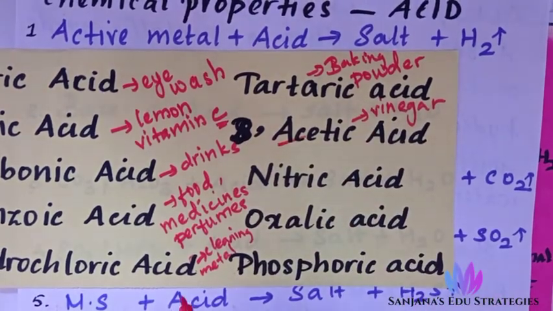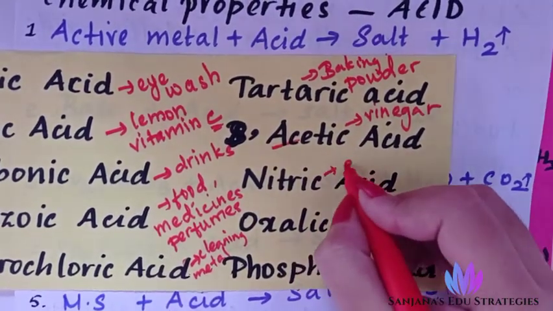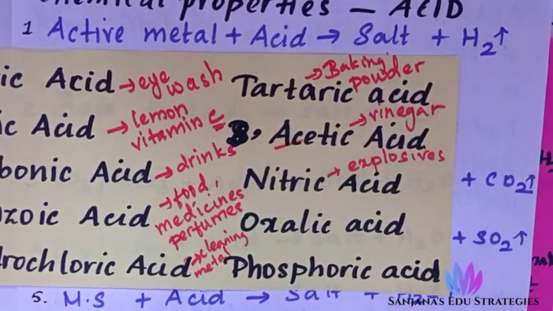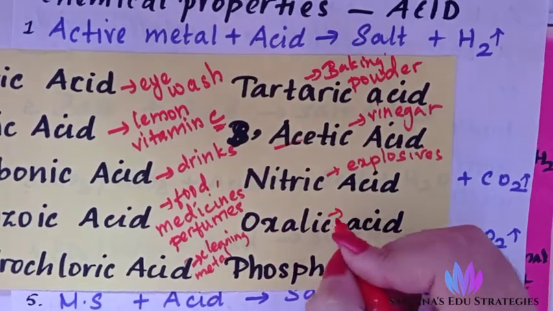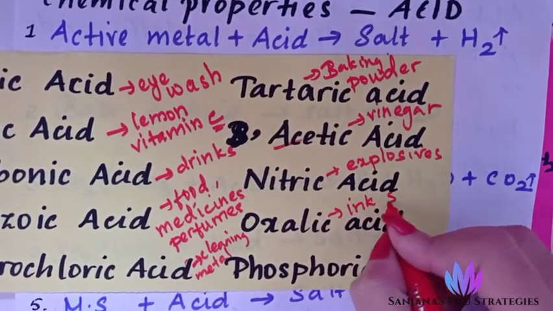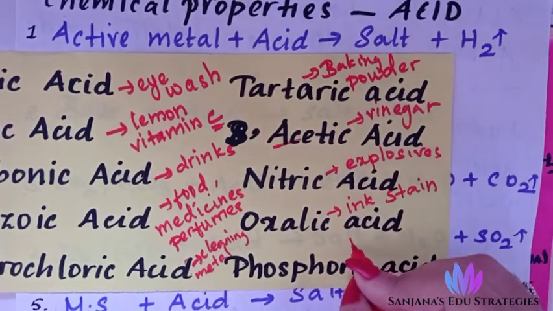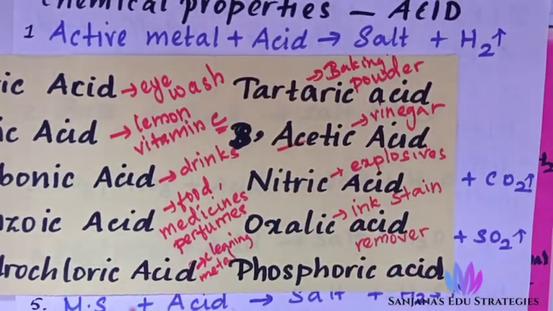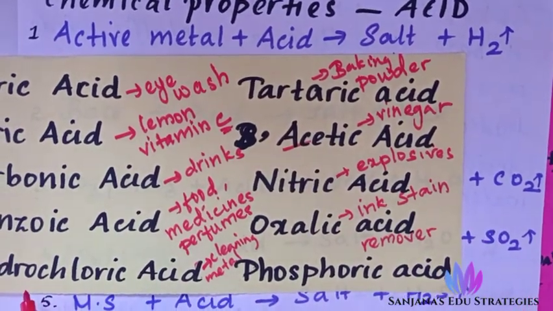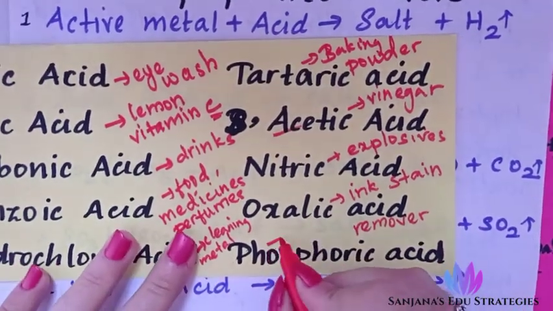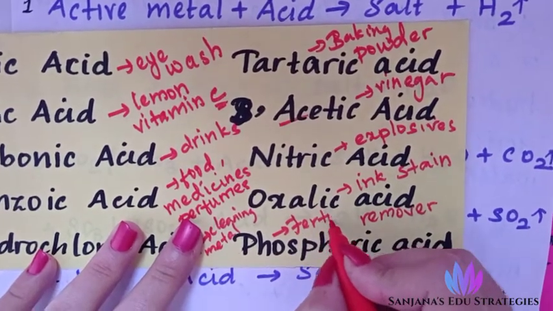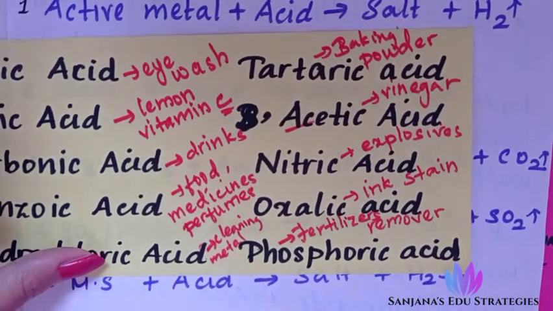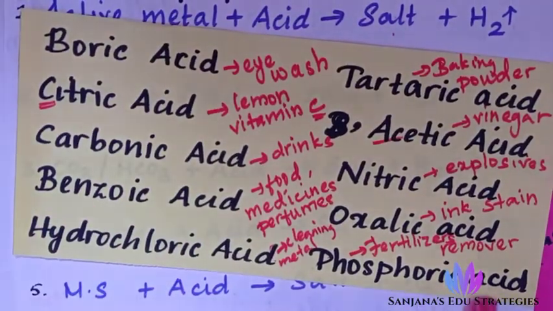Next is nitric acid. Nitric acid is mainly used in explosives. Next is oxalic acid. It is used as an ink stain remover. That is, if somewhere ink is stained, to remove that ink, we use oxalic acid. Next is phosphoric acid, which is used as a fertilizer by farmers. All will be using fertilizers, so for that, phosphoric acid is used. This is about the different functions of acids.